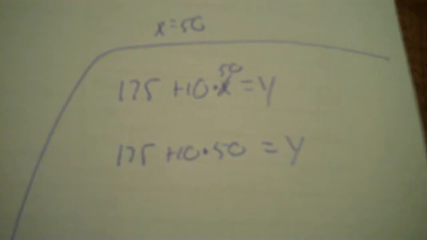The variable that's still in the equation is Y, but Y is by itself, so I just drop it down, and then I just figure out what the other side is. 10 times 50 is going to be 500, and then 175 plus 500 is 675. So we have 675 pieces after 50 minutes. Okay, now let's go over another one that we did last week.